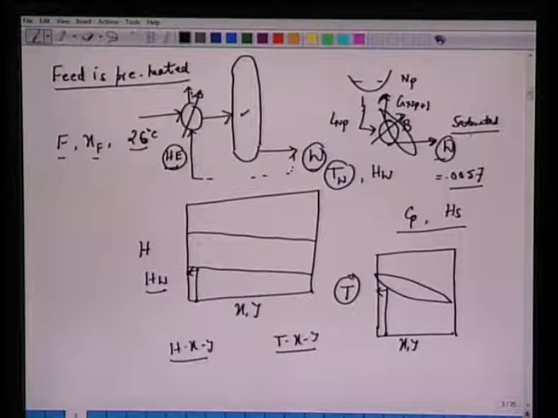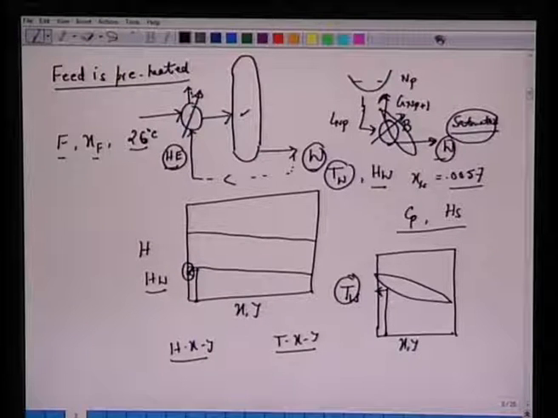This feed and this product can also be cooled further or heated. In this case, it's saturated. Once we make the statement that this stream is saturated and the composition XW is 0.0057, we can come to this Hxy diagram and calculate the enthalpy HW. We can read it from the graph, as well as the temperature of this stream, TW, and this stream goes to this heat exchanger to preheat this feed.